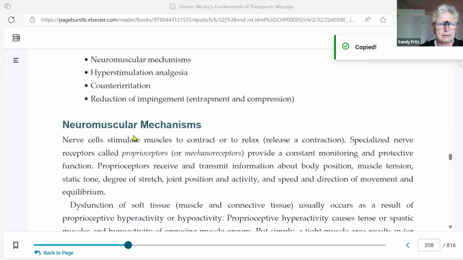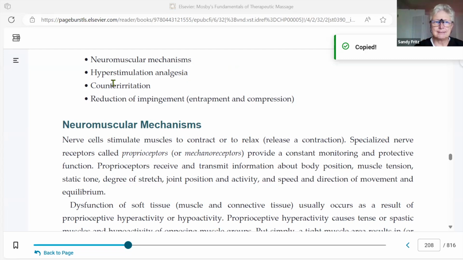Okay. This continues to go through the areas that we work with in the neuroendocrine arena. We've got neuromuscular mechanisms, hyperstimulation, analgesia. That's a big process where a person has got some discomfort. They've got an achy back. And when I massage the whole body, not just the back, that's a lot of stimulation going into the person's nervous system. So hyperstimulation masks, it overrides the discomfort.